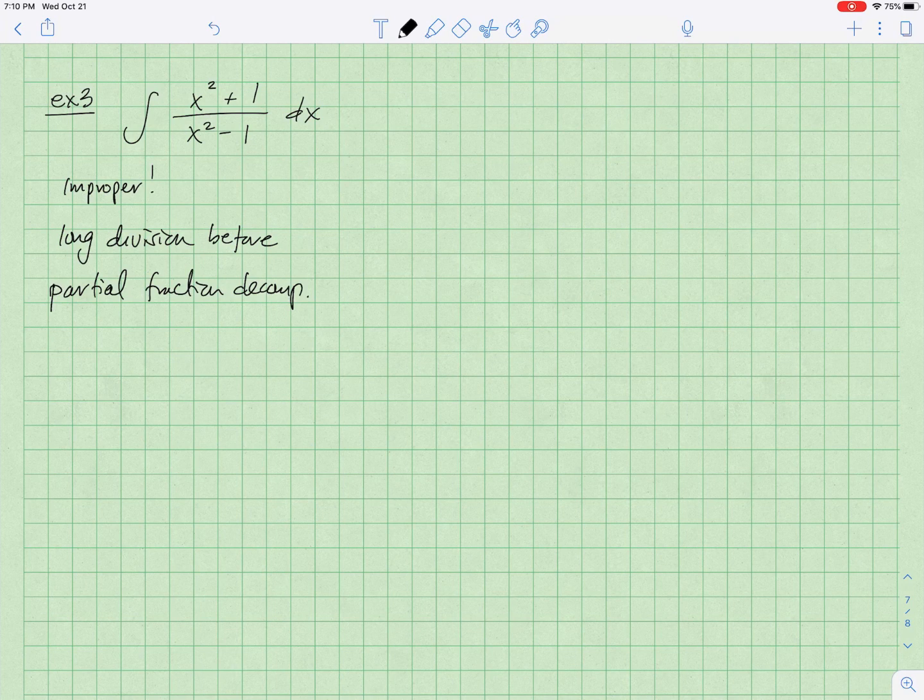So what are we going to do here? We're going to do x squared minus 0x minus 1 divided into x squared plus 0x plus 1. Please note my use of placeholders. This is your review for long division, placeholders.